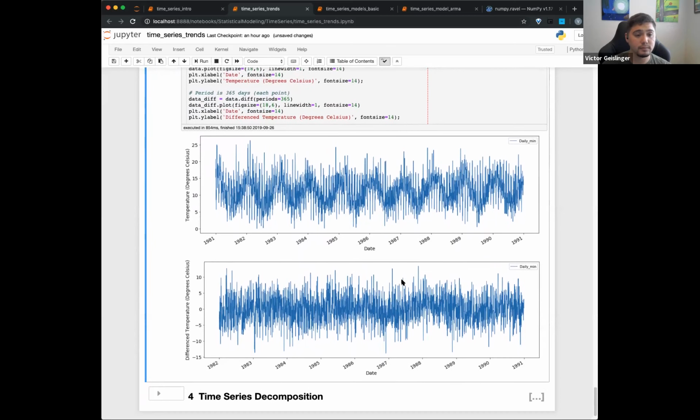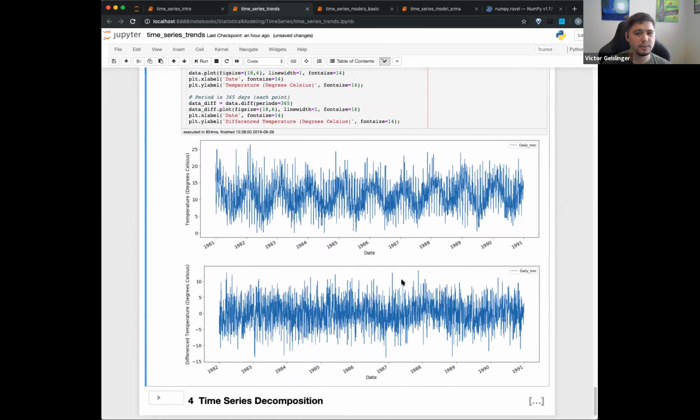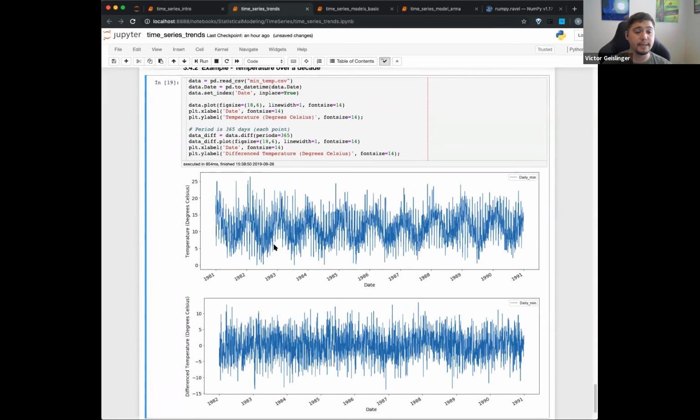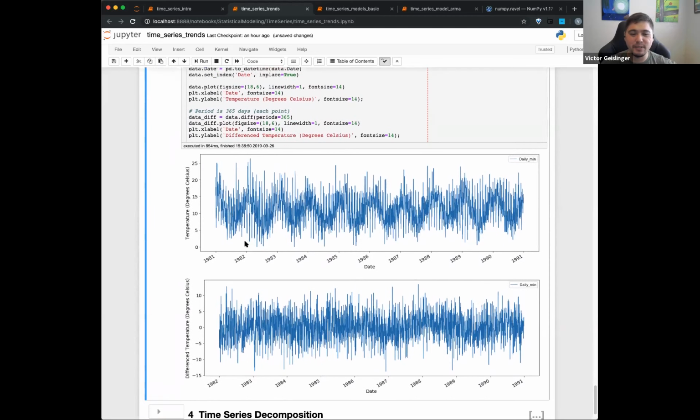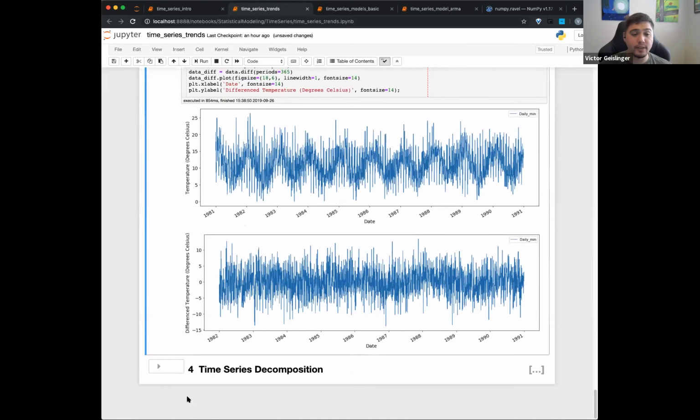Okay, cool. Does that make sense to people? Is that how we're basically lagging and saying, how are you different from the previous point from 365 days ago? Cool. Kind of. Yeah, I think this would make more sense when we do decomposition. So let's try decomposition and see if you guys have more questions from here.